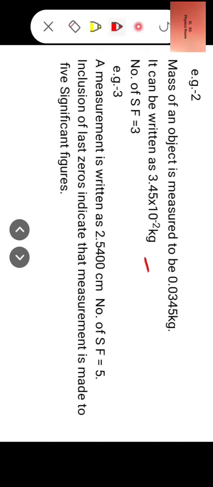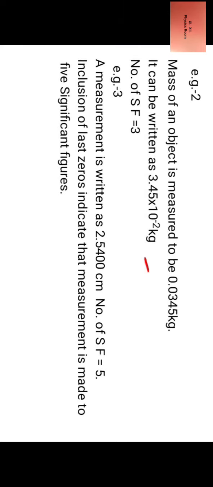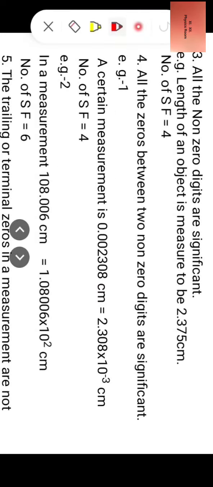Now example 3. A measurement is written as 2.5400 centimeter. Number of significant figures is 5. The inclusion of last zeros indicates that the measurement is made to 5 significant figures. So, rule 3. All the non-zero digits are significant.